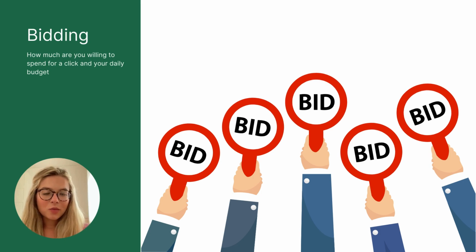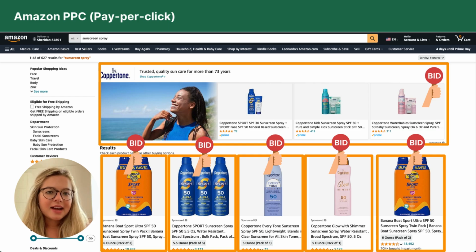Let's see how bidding works on Amazon ads. Amazon Ads operates on a pay-per-click system, charging sellers only when a customer clicks on an ad. So the sellers choose keywords and then they can set the bid amounts, which is the maximum that they will pay per click. And ad placement is determined by both the bid amount and also the ad relevance.